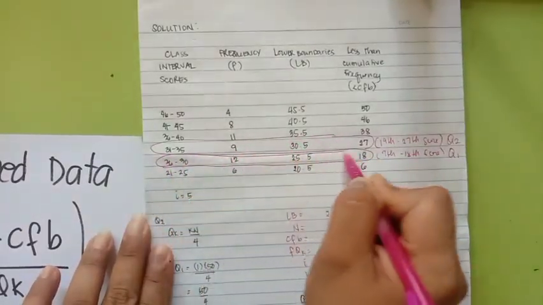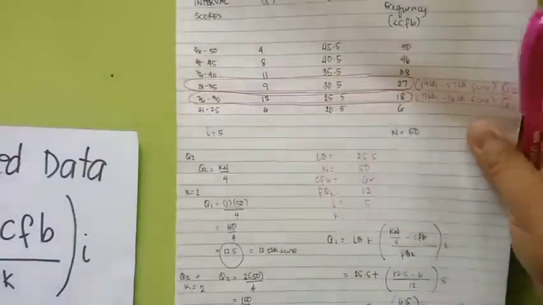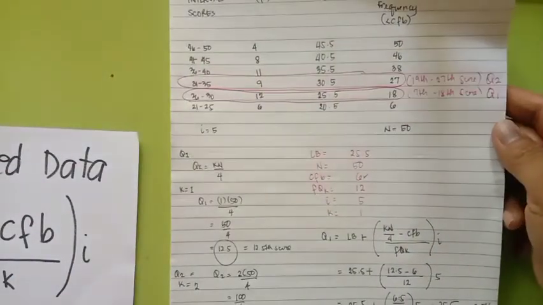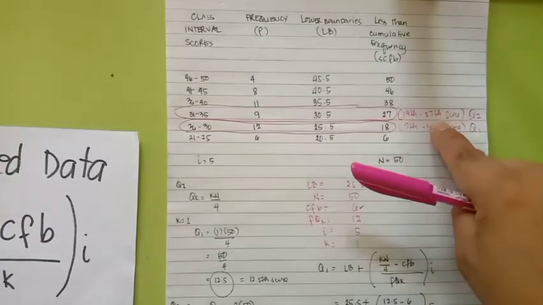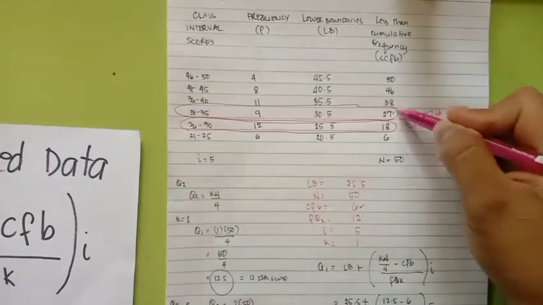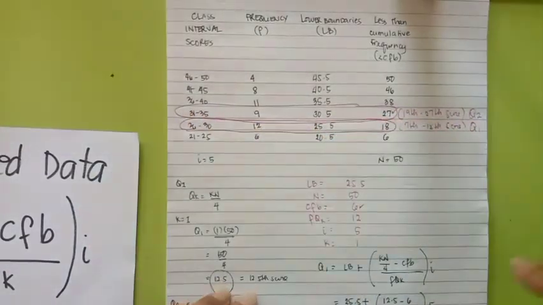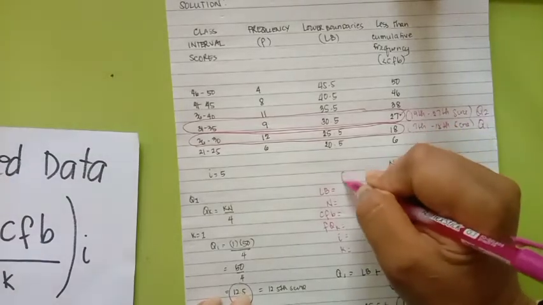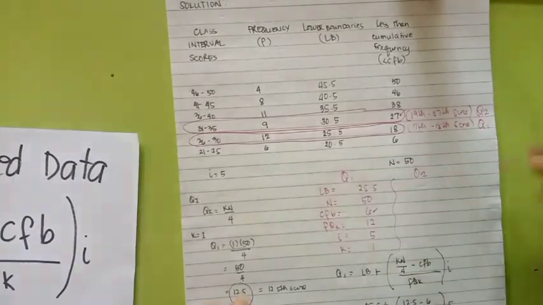So, ito yung gagamitin nating class interval for quartile 2, kasi the 25th score na nakuha natin kanina ay nandito siya sa 19th to 27th score. So, dito siya. Itong class interval na ito ang gagamitin natin. So, ito yung Q1. For Q2, dito naman tayo sa kabila na ito.